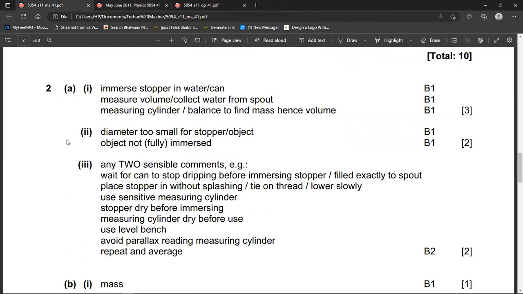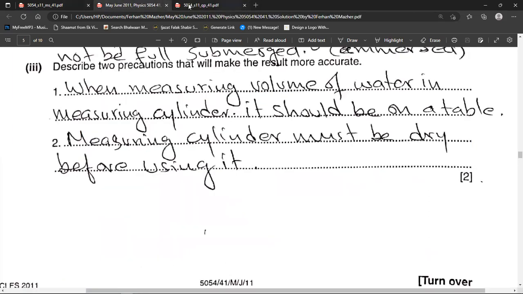So question number 2A, third part, you can see there are a lot of precautions: avoid parallax error, repeat and average, use a level bench, measuring cylinder dry before use, stopper dry before immersing. Yeah, that's very important. The stopper also must be dry before you put it into the displacement can. Use a sensitive measuring cylinder. So these are some precautions.